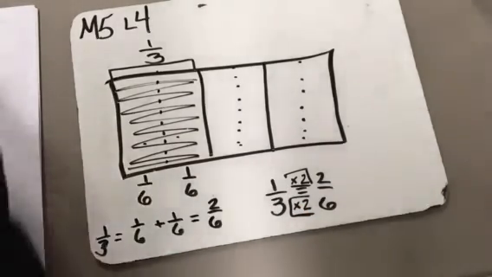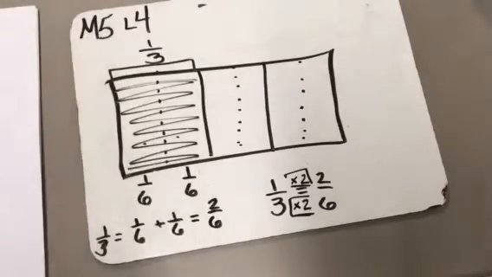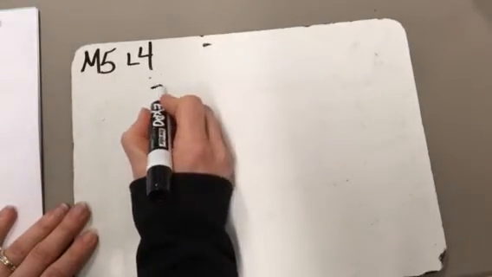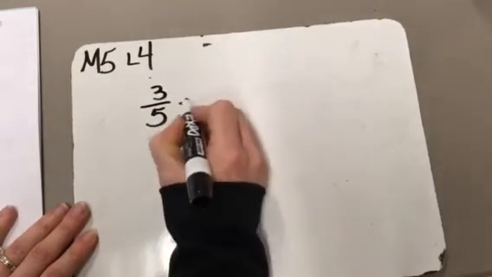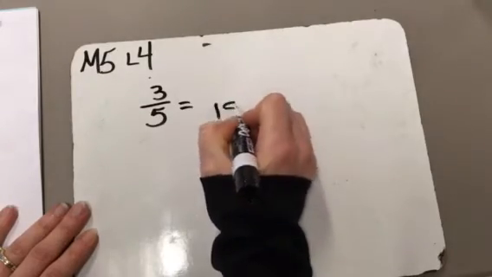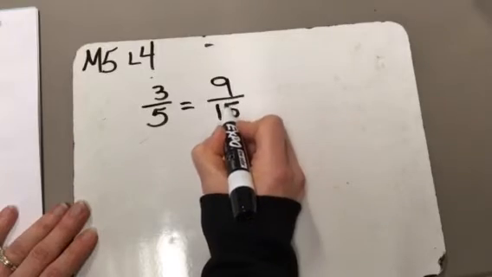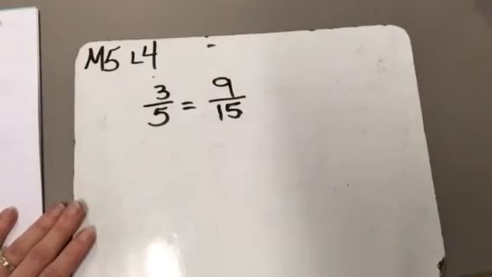All right, we're going to do one more. If you need longer on this one, pause now. All right, Mrs. Barnes is going to erase this. We're going to go a little backwards. I'm going to tell you that something is equivalent to something else, and you're going to have to prove it. So let's say 3/5 is equivalent to 9/15. You have to prove it.